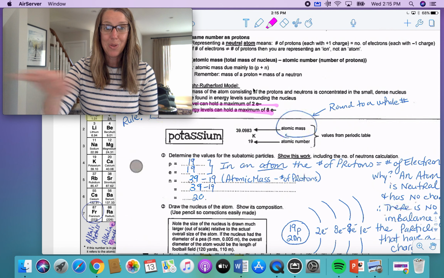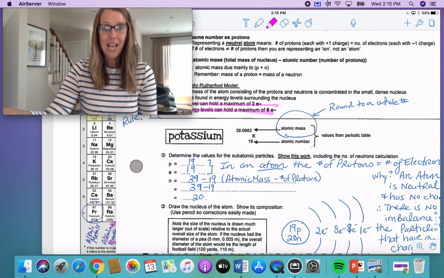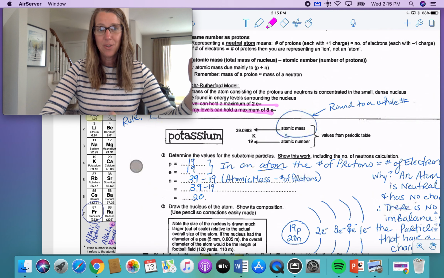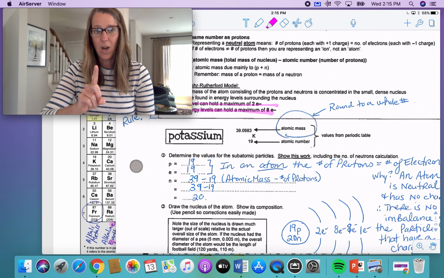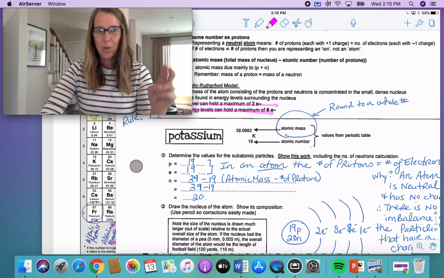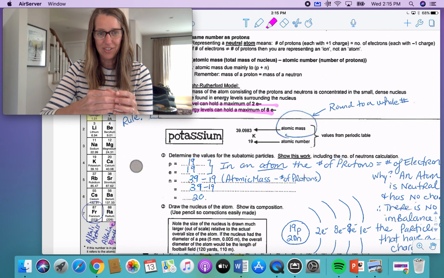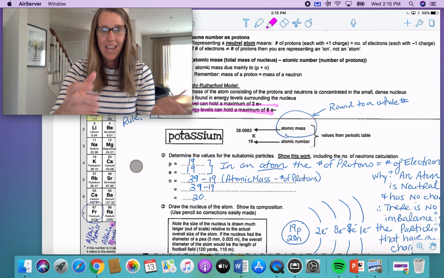The rows or the periods on the periodic table tell you how many occupied energy levels each of those atoms have. So all atoms in row number 1 only have 1 occupied energy level. That's energy level number 1. Atoms in row number 2 have 2 occupied energy levels. Energy level number 1 is filled, and then you fill up energy level number 2. Okay, and does that make sense?